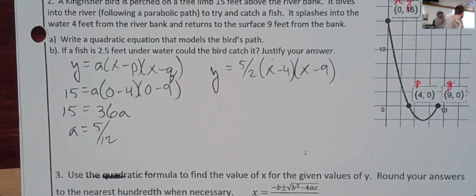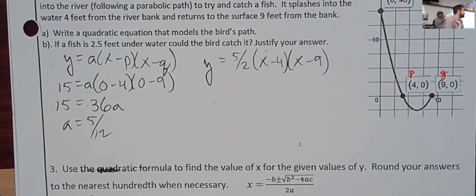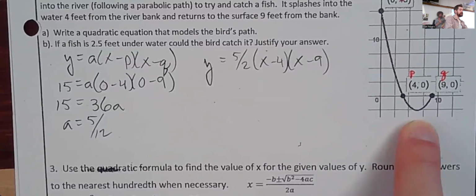And it says that if a fish is 2.5 feet under the water, could the bird catch it? Two and a half feet would be the height, right? Okay. So if we wanted to figure out how deep the bird went, what point would we be looking for? The vertex, yeah. Because the bottom of the vertex is as deep as the bird went underwater. So if this number is less than negative 2.5, then we're good. If it's not, then the bird couldn't have caught it because it didn't go deep enough.